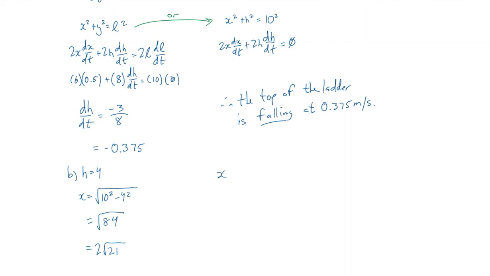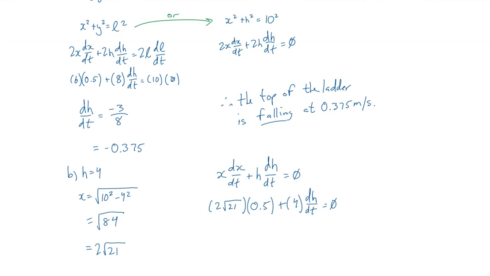So we've got x dx by dt plus y, or h, I keep saying y, dh by dt equals 0. Okay, so again, x is 2 root 21. dx by dt is 0.5. h was given, it's 4. dh by dt is what we're solving for. Again, this is going to be negative. We know it's going to be negative.